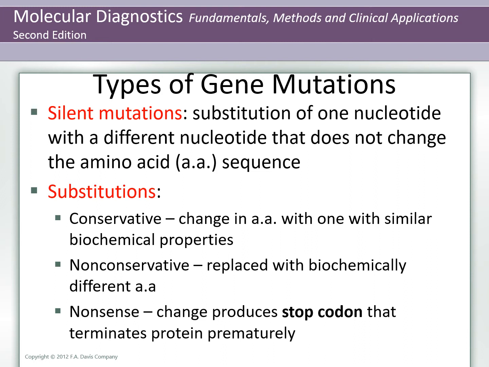There are various types of gene mutations that can occur, but it's important to remember that because there is more than one codon for most of the amino acids, DNA sequence changes do not necessarily change amino acid sequence, and this is an important concept for interpreting results of mutation analysis. Silent mutations involve substitution of one nucleotide with a different nucleotide that does not change the amino acid sequence.